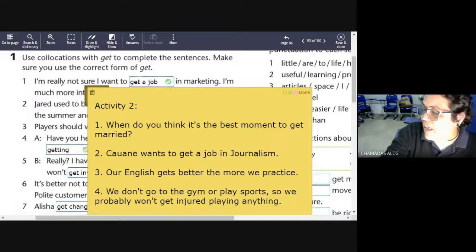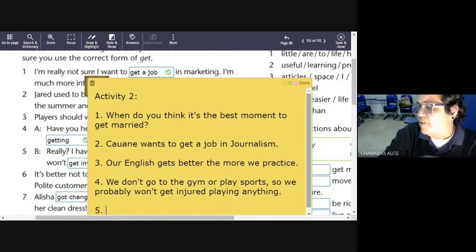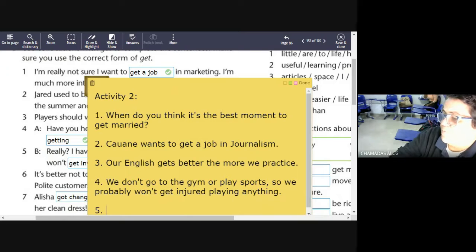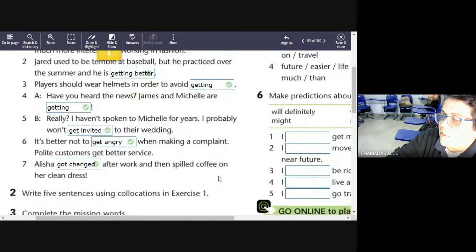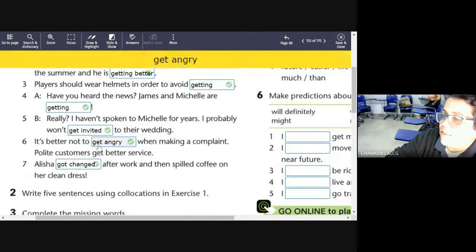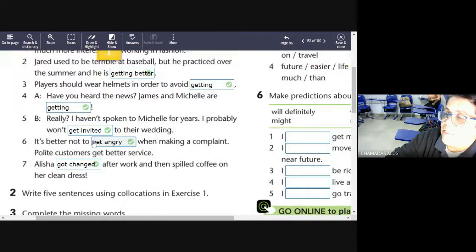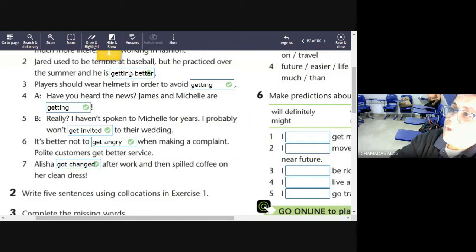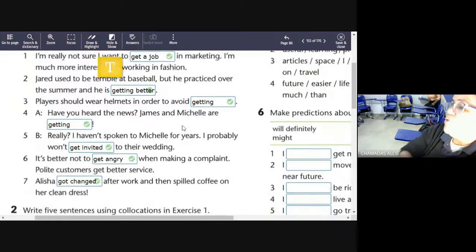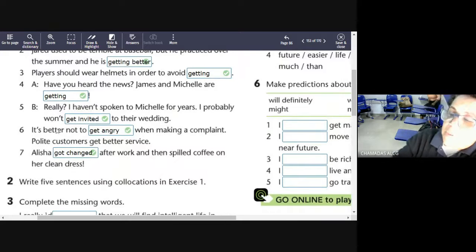All right. And the last one. Okay. Let's see. We have 3 options: get invited, or get angry, or get changed. Which one do you think we could use? Get angry. Okay. Here they have an example. It's better not to get angry when making a complaint.